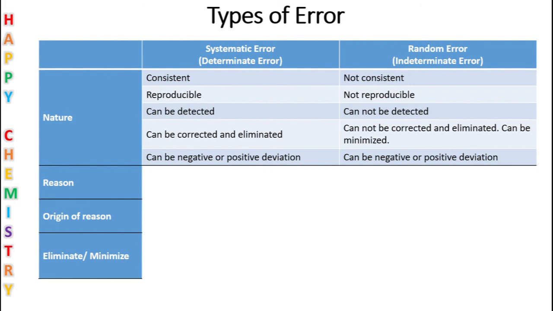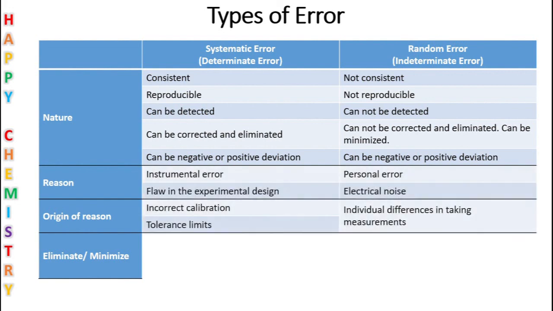Let's now see the reason and the origin of reason for systematic and random errors. Systematic errors occur due to instrumental errors such as incorrect calibration and tolerance limits, or flaw in the experimental design. Random errors occur due to personal errors such as individual differences in taking measurements or electrical noise.